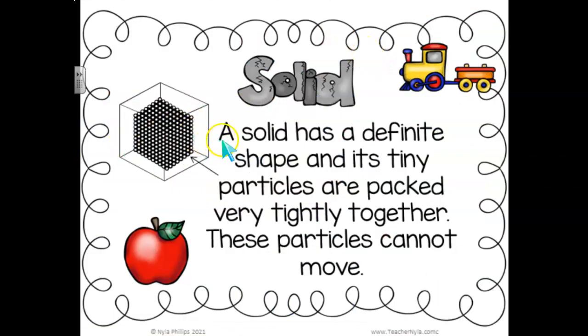A solid has a definite shape. That means the shape is not going to change. It has a definite shape, and its tiny particles are packed very tightly together. These particles cannot move. That's why it keeps its shape.